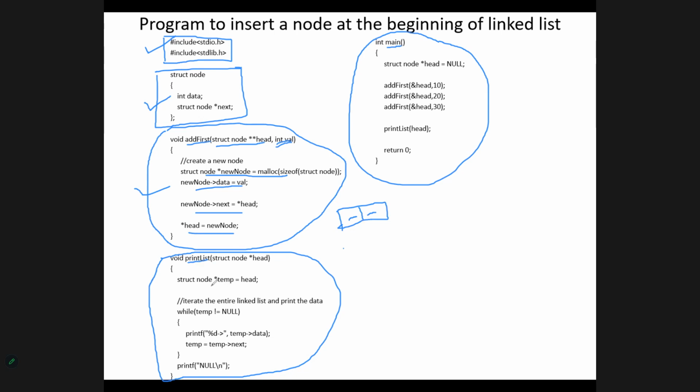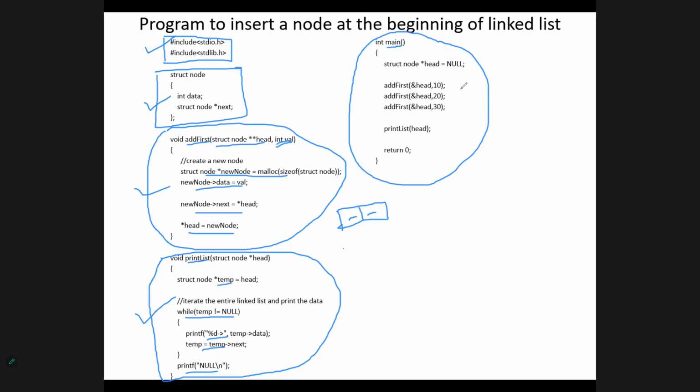Now print list. We discussed this, and we wrote the whole code in the main program. Now here we try to separate the print part. First assign a temporary node, and this loop will execute until temp is null, then print temp and move to the next to iterate. So it will print the values. Then we call these functions inside the main program.